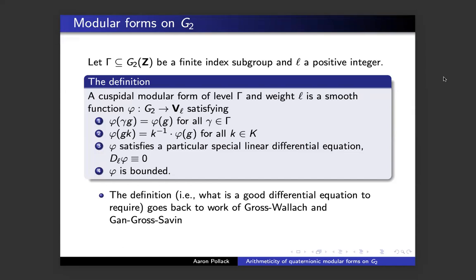So it's gamma invariant, it's K equivariant for the map rho. So K inverse on the right of equation 2 here, K inverse is acting via the map rho, the representation of K on V sub L. It satisfies a particular special linear differential equation, D sub L of phi is identically 0, and it's bounded. And again, the modular form part of this definition is 1, 2, and 3, and the cuspidal part is the boundedness, part 4.